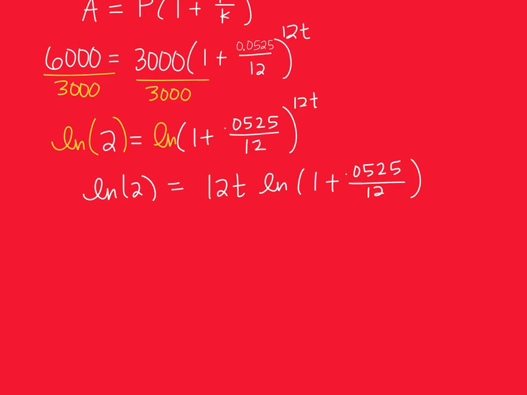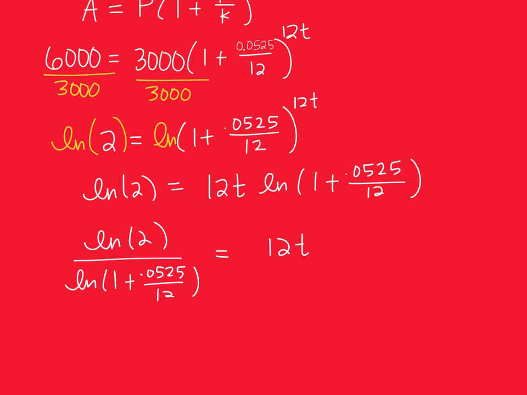So Christine, what could I do next to work towards getting that t alone? All right, so divide by the big ln, yeah? So ln 2 divided by the other ln, and again, trust me, keep your parentheses and keep your fraction. That gives me 12t, so I'm close to having t alone, and I just need one final step. Yeah, so divide the whole thing by 12.